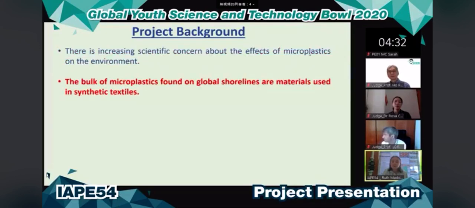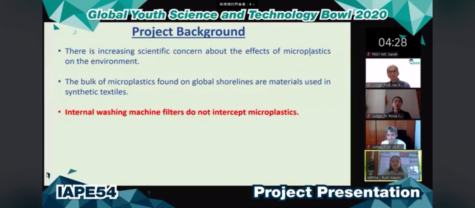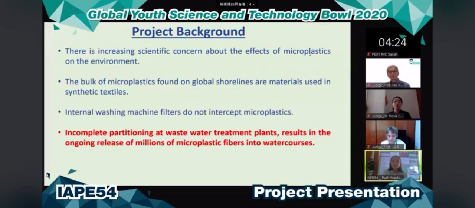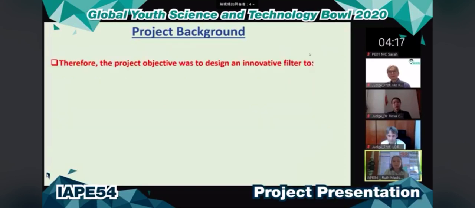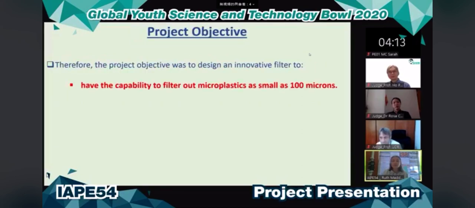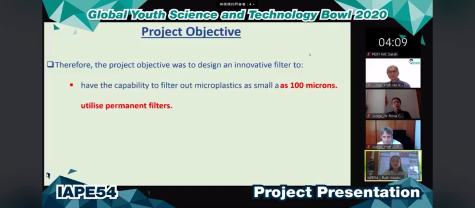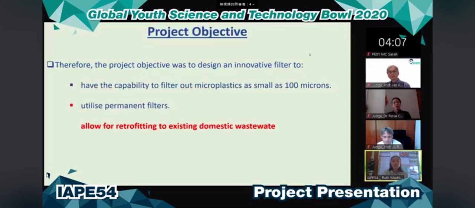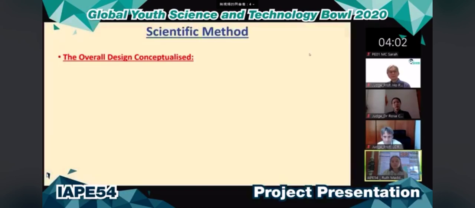The bulk of microplastics found on global shorelines are materials used in synthetic textiles. Internal washing machine filters do not intercept microplastics. Incomplete partitioning at wastewater treatment plants results in the ongoing release of millions of microplastic fibers into watercourses. Therefore, the project objective was to design an innovative filter to have the capability to filter out microplastics as small as 100 microns, utilize permanent filters, allow for retrofitting to existing domestic wastewater infrastructure, and be of low cost.